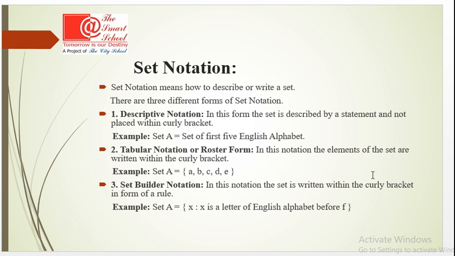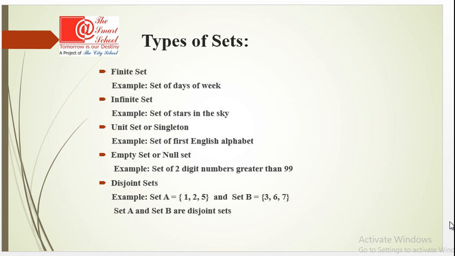So these are 3 types of set notation. You must have noticed that all the 3 sets are the same: the set of first 5 English alphabet, set A is {A, B, C, D, E}, and the English alphabet before F. So exactly the same sets but written in 3 different forms. Now we will come to the types of sets. Sets are of different types according to their properties. Some types are very interesting.